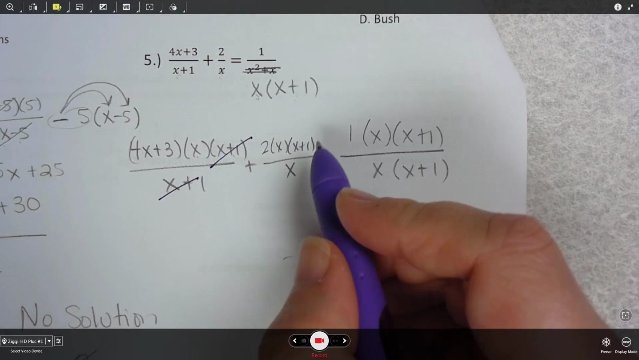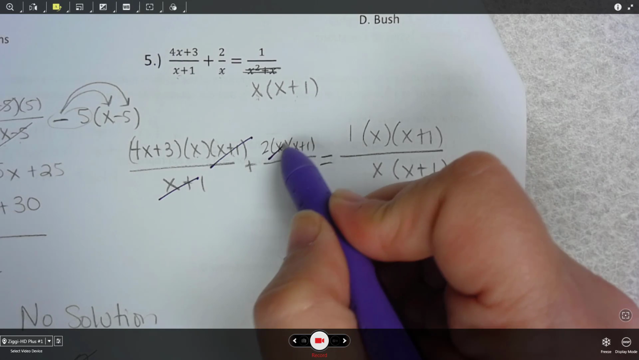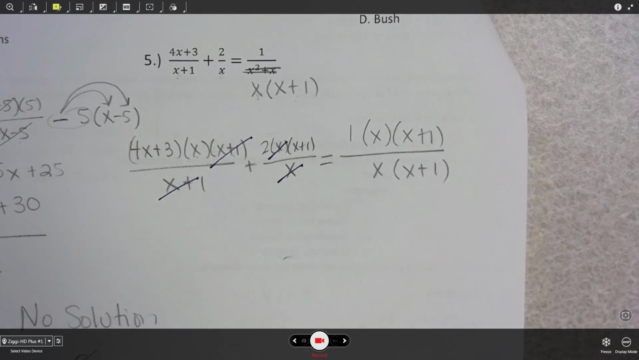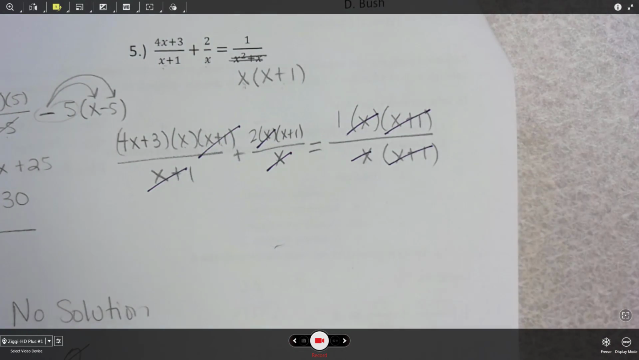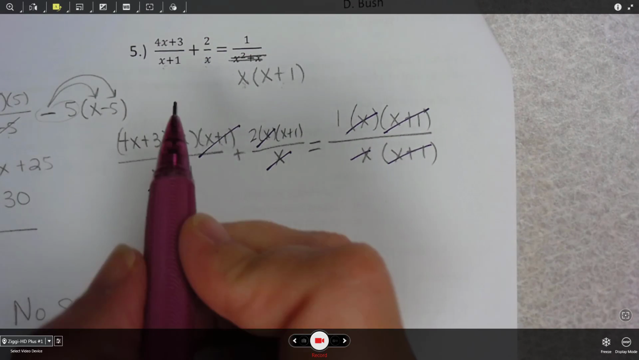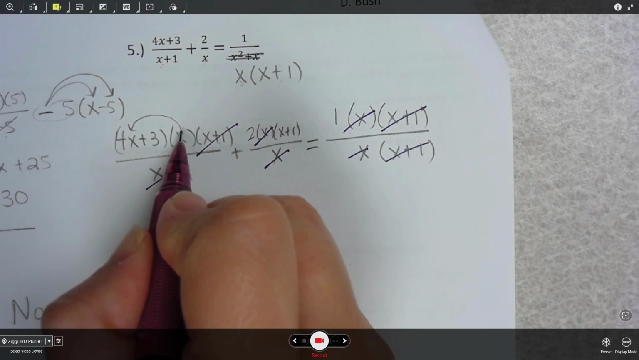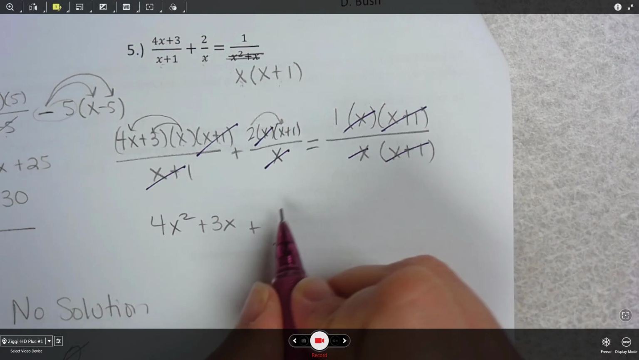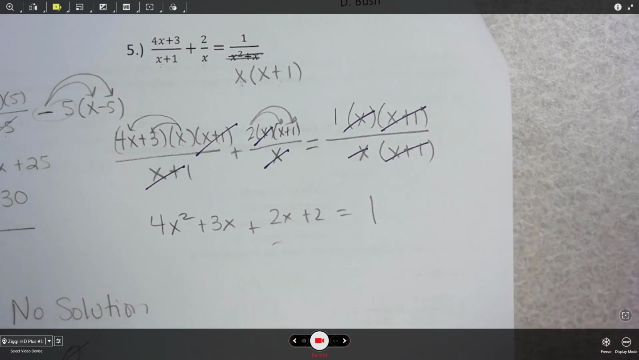Looking at the second fraction, I need an x to divide with this x. I'm already multiplying by that x from what I multiplied by on this one, so no need to multiply by a second x. I already have something that they will divide with. On this last one, the x's cancel and the x plus 1's divide out. Let's multiply by what's left. x times 4x is 4x squared, and x times 3 is 3x. 2 times x, and 2 times 1. And then that leaves just 1 at the end.